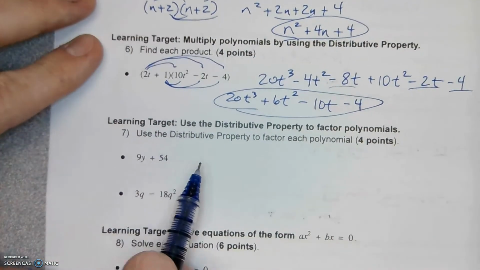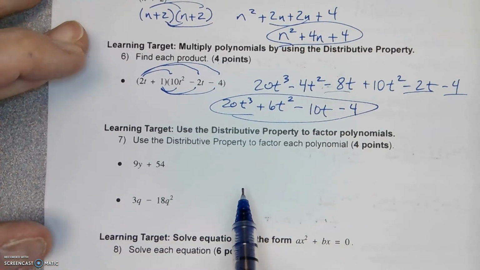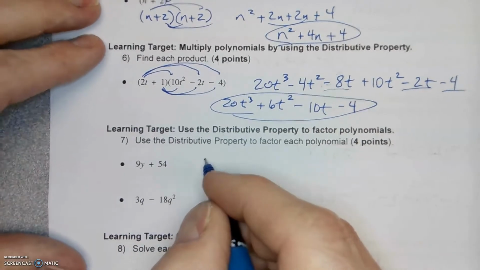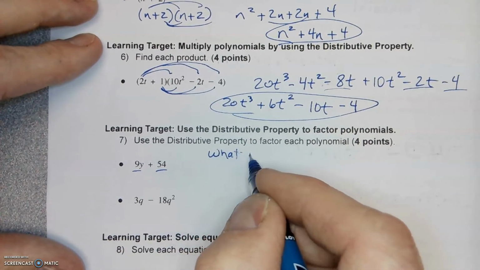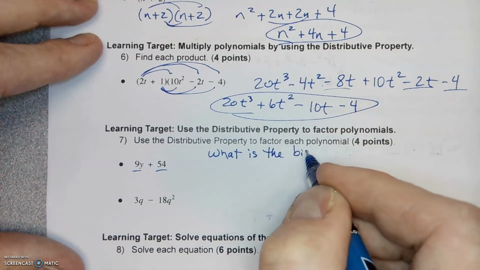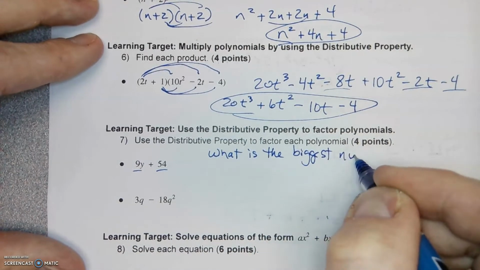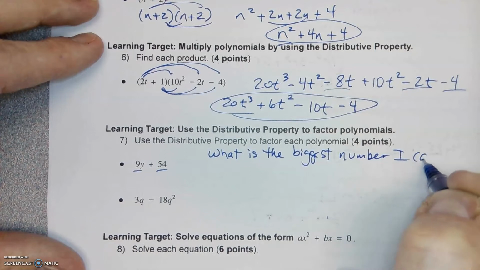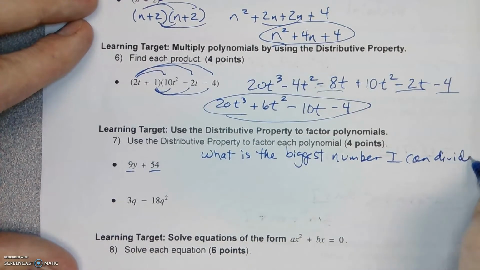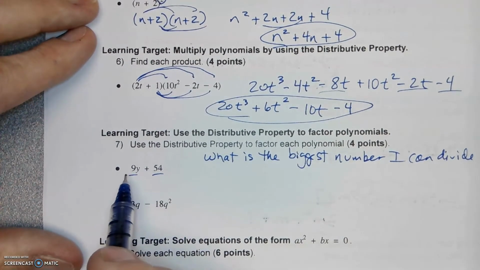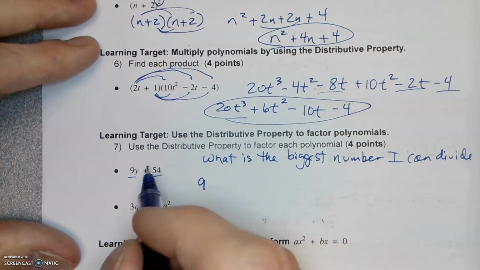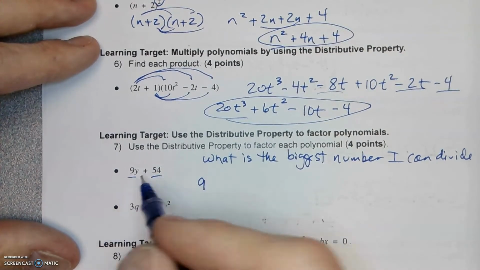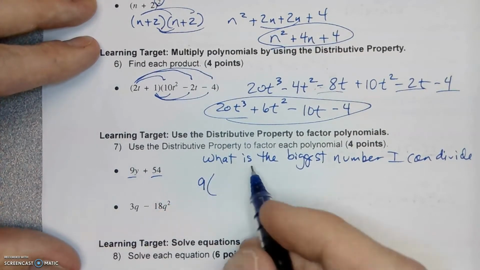All right, down here, distributive property to factor each polynomial. So for factoring, you want to look at that number and that number. What is the biggest number I can divide 9 and 54 by? Well, I can divide both 9 and 54 by 9. Obviously, you can't be bigger than one of the numbers. You can't be bigger than 9, so we'll use 9.